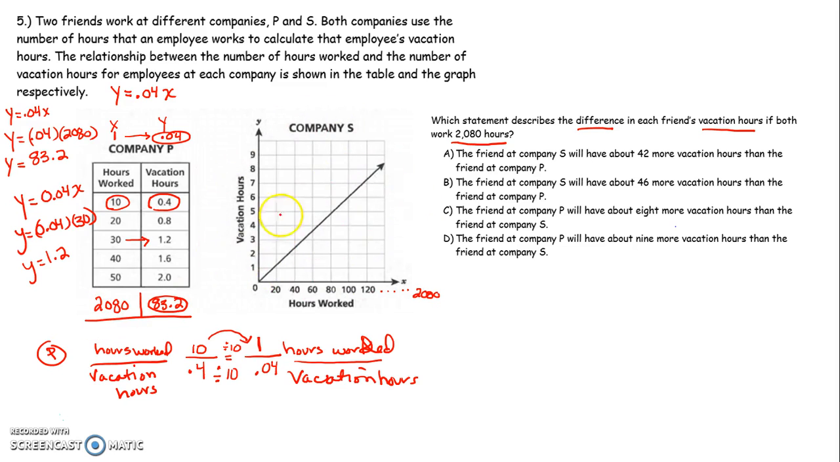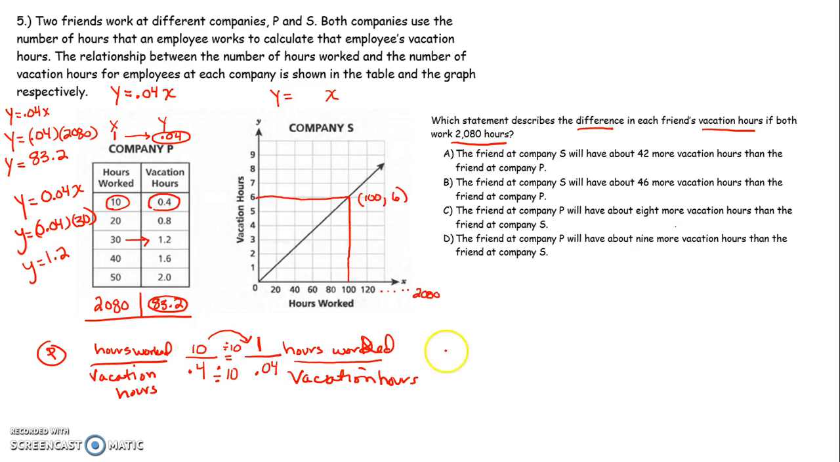I have to do the same over here for Company S. So again, because I'd have to continue this graph forever, it would be easier for me personally to make an equation. So I say y equals some number times x. x would be the hours worked, y would be the vacation hours earned. So I look here and I say, okay, where do I cross nicely on this graph? It looks like for 100 hours worked, you earn 6 vacation hours.